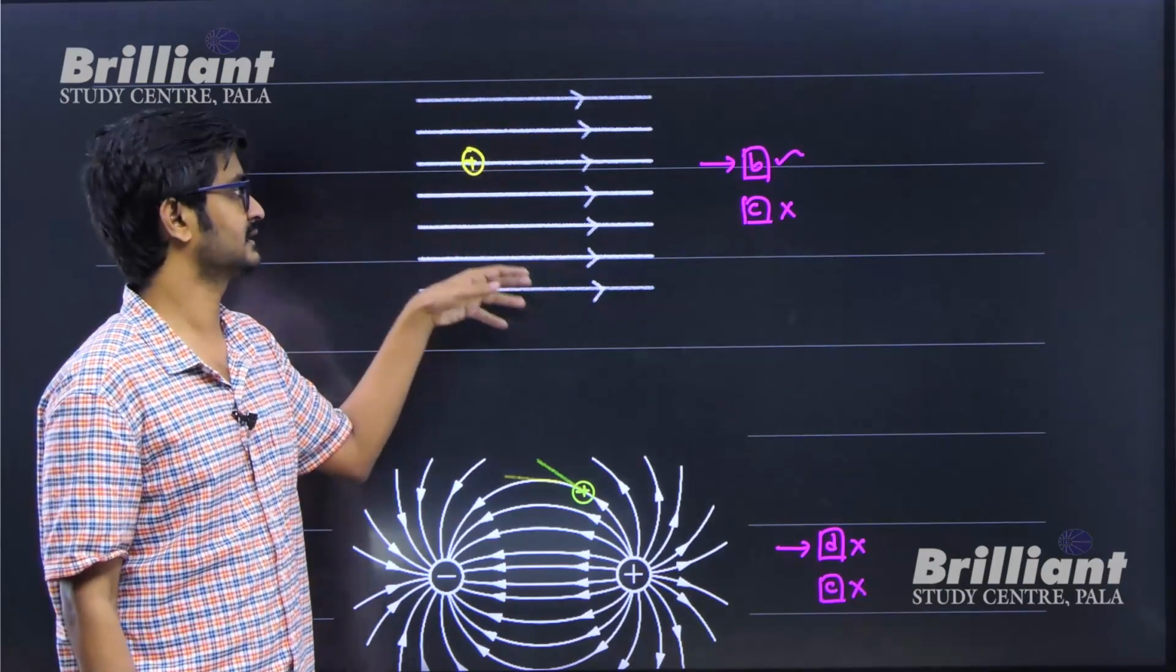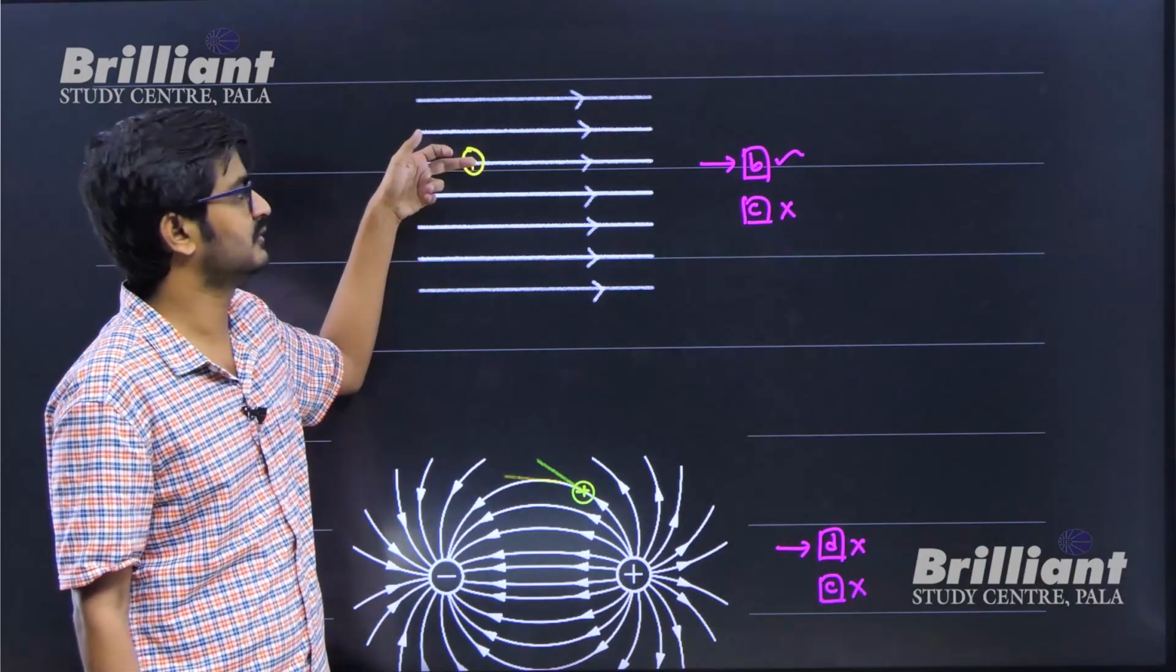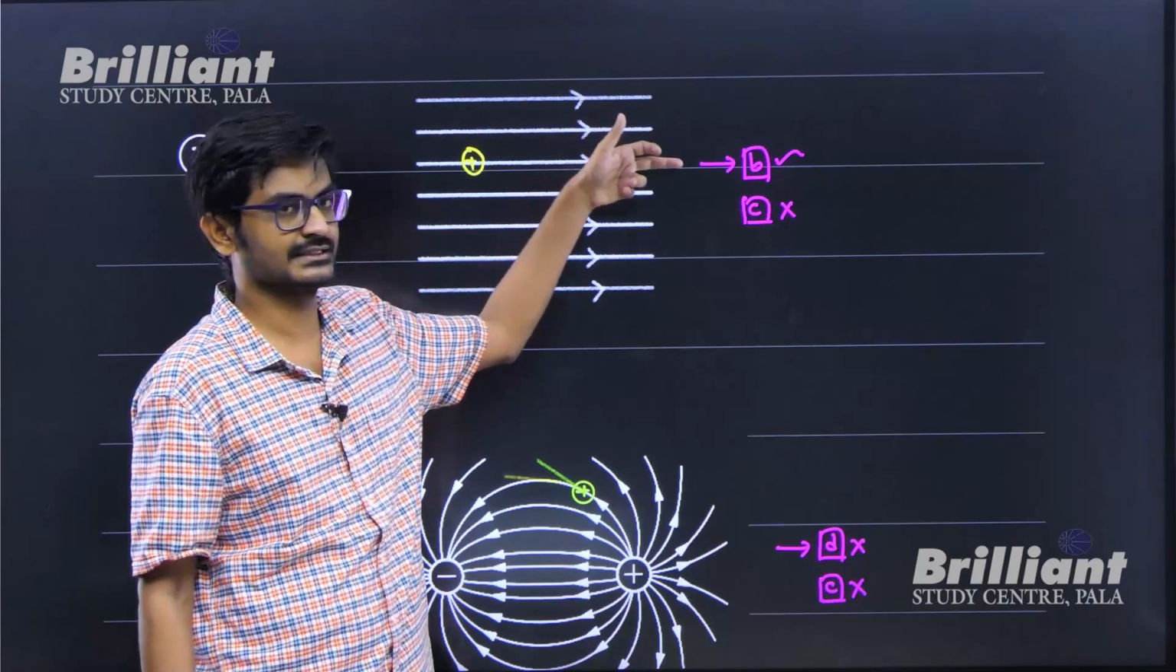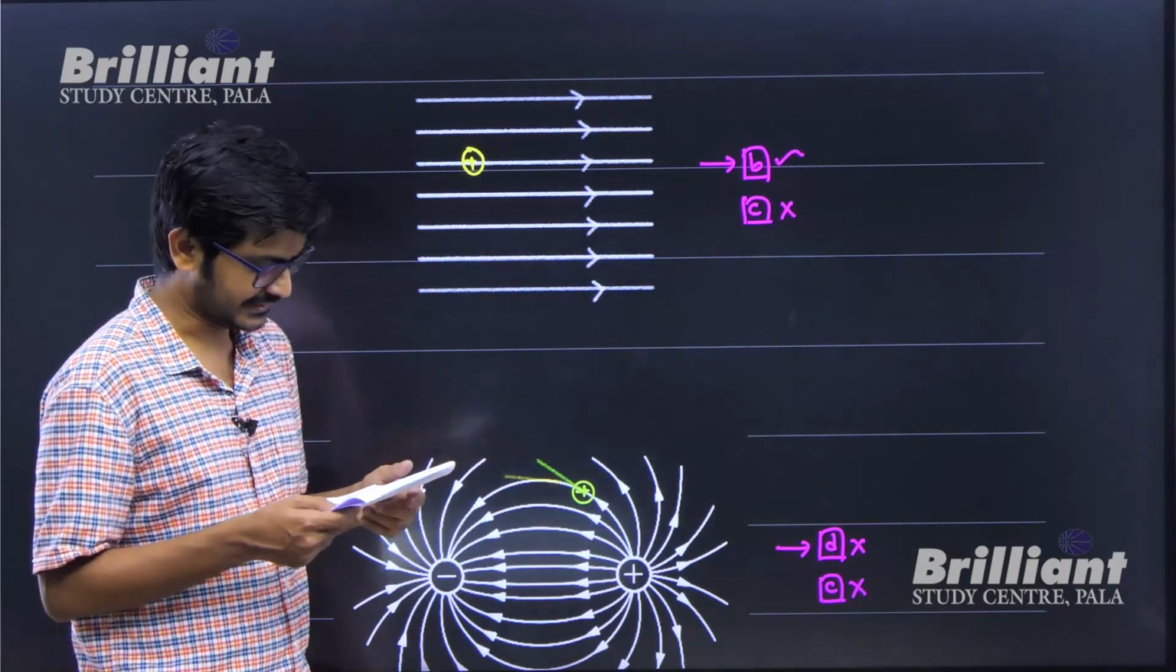If the electric field lines are this way and if I keep a positive charge here, what will happen? On that positive charge there will be force in this direction, so it will be accelerating in this direction. So it will be going along the electric field line. That can happen, it may happen.